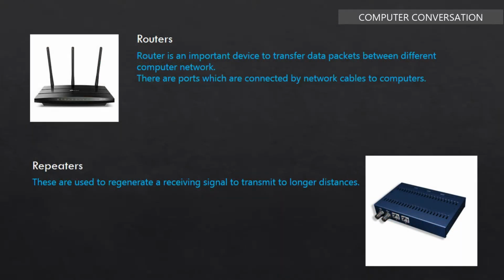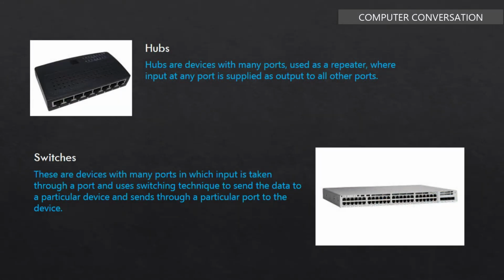Next is routers. A router is an important device to transfer data packets between different computer networks. There are ports which are connected by network cables to computers. Next is repeaters. These are used to regenerate a received signal to transmit it to longer distances. Next is hubs. Hubs are devices with many ports used as a repeater, where input at any port is supplied as output to all other ports.